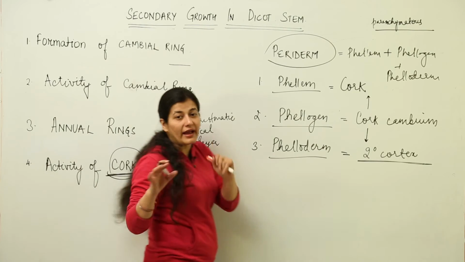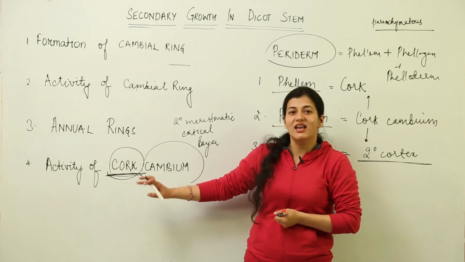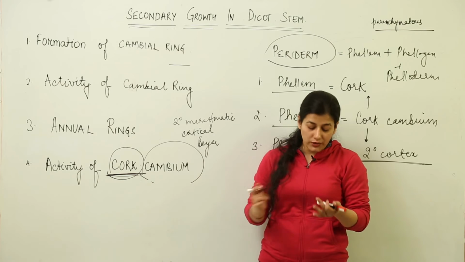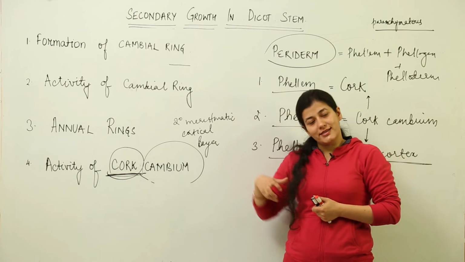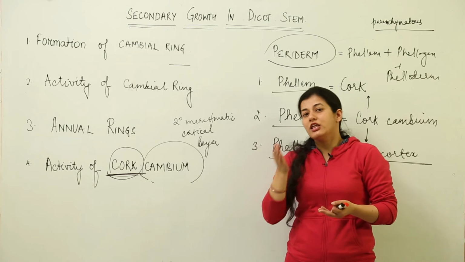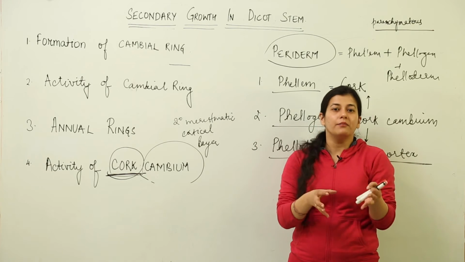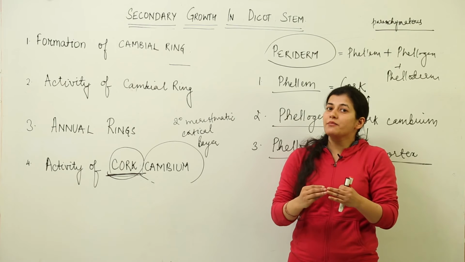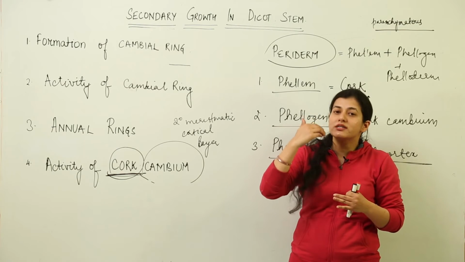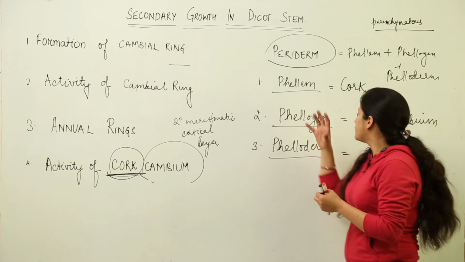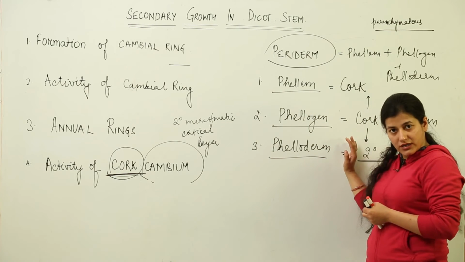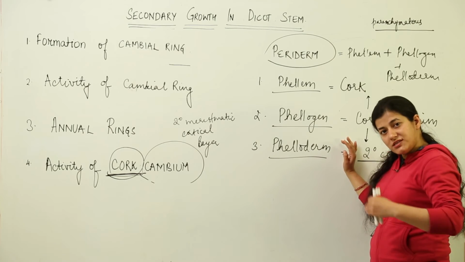So we have the activity of cork cambium as the last step in the secondary growth, where due to activity of cambial ring, the outer cortical cells become dedifferentiated, they form a cambial ring. That means they become meristematic. That cambial ring gives rise to cork cells towards outside, that means towards the epidermis, and it gives rise to the secondary cortex, which are parenchymatous cells, towards inside.